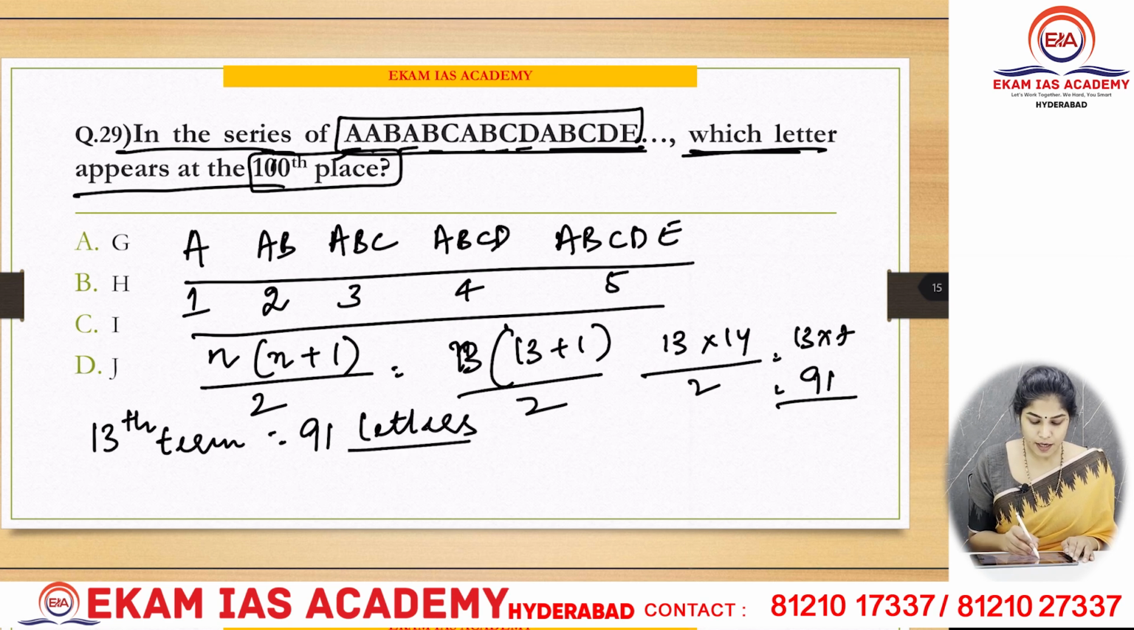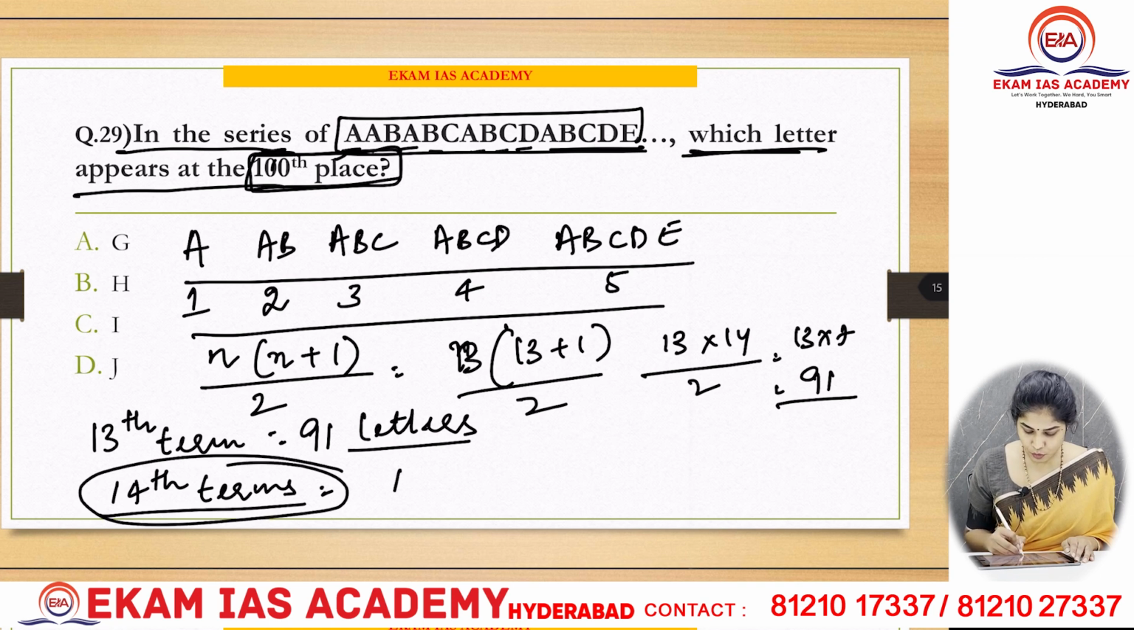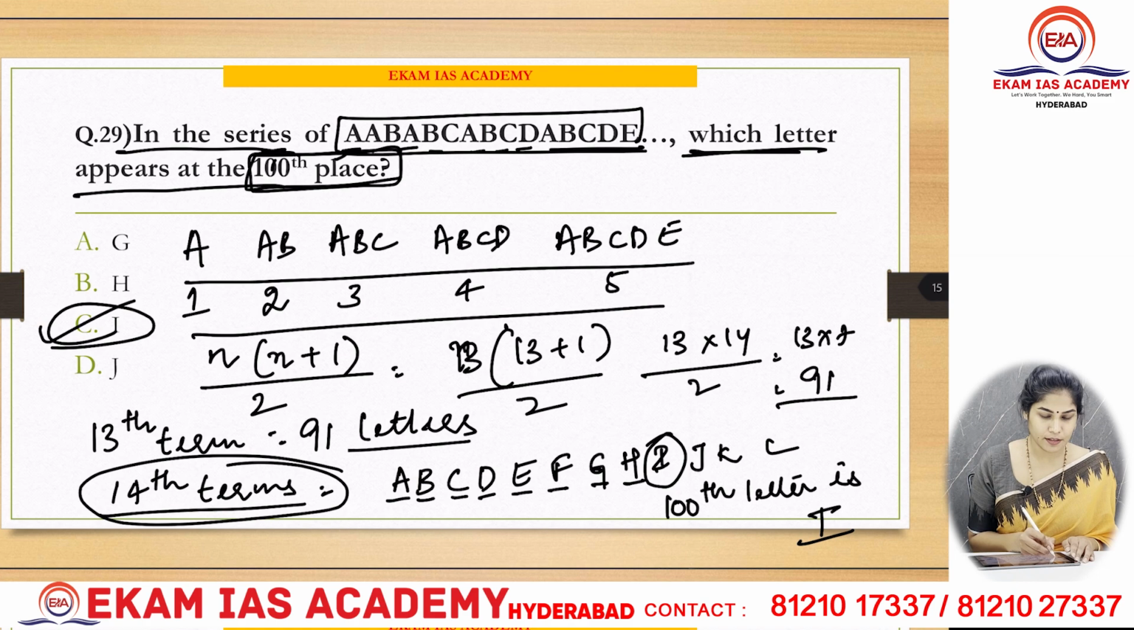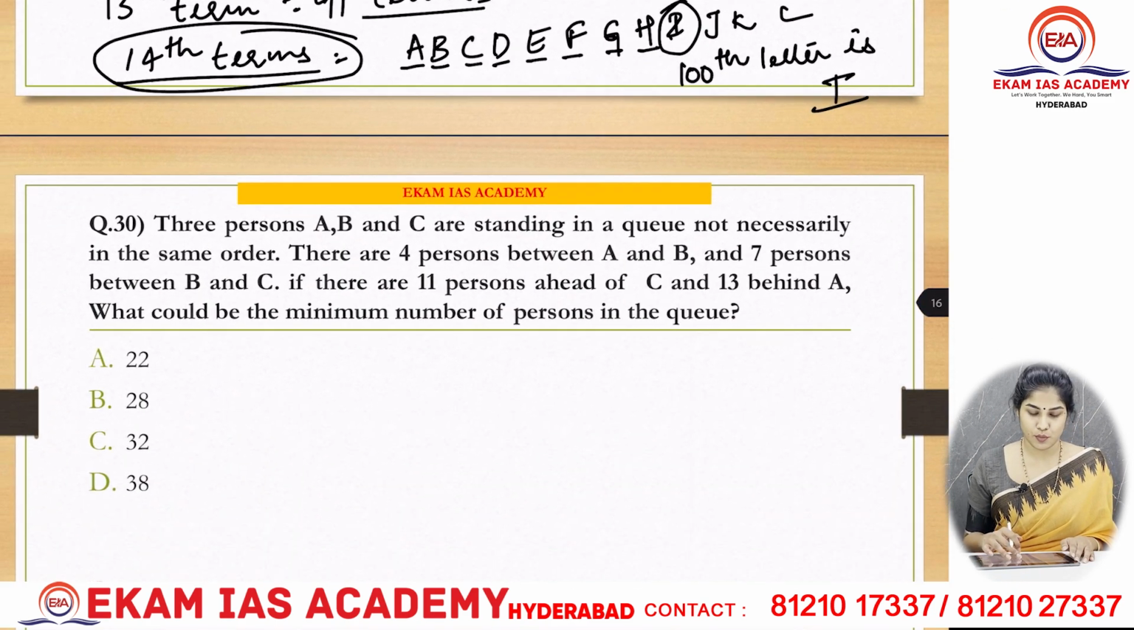If you want the 100th place letter, we have to go to the 14th term, right? 14th term. So A, B, C, D, E, F, G, H, I, J, K, L. 92, 93, 94, 95, 96, 97, 98, 99, 100. So the 100th letter is I. So answer is C. Let's go to the next question.